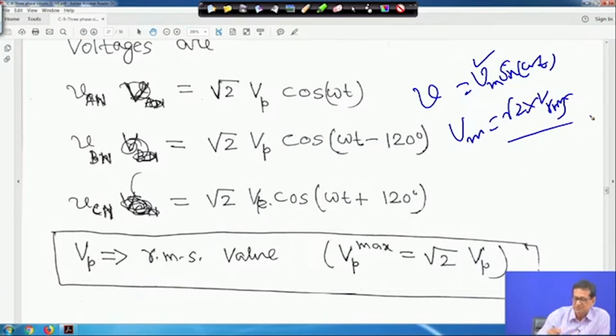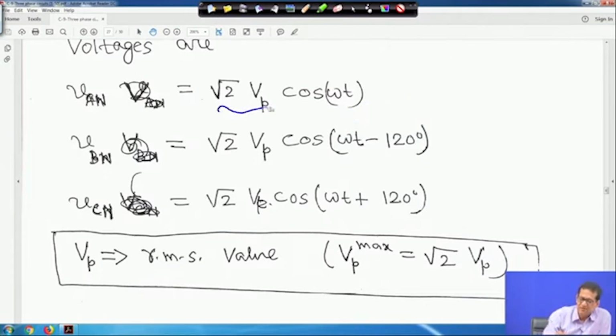The same thing is here also, instead of sine we represent it by cosine, the meaning is the same. In this case the peak value is root 2 Vp, where Vp is the phase voltage RMS value, so multiplied by root 2 it is the peak value. The next one will be root 2 Vp cos omega t minus 120 degree, same as before in a 3 phase system, and for Vcn it will be root 2 Vp cos omega t plus 120 degree. So this is the representation of Van, Vbn and Vcn.